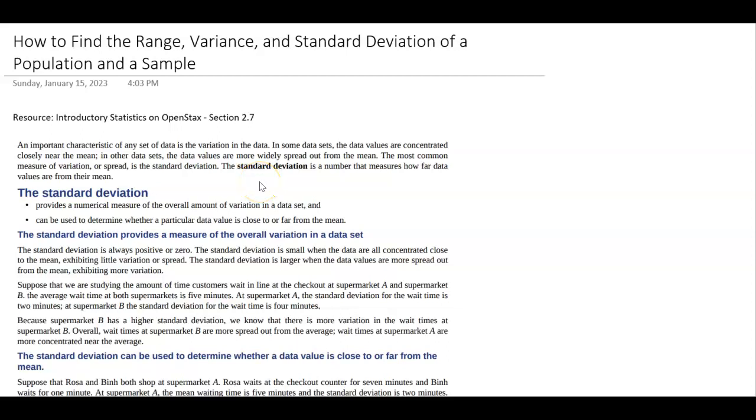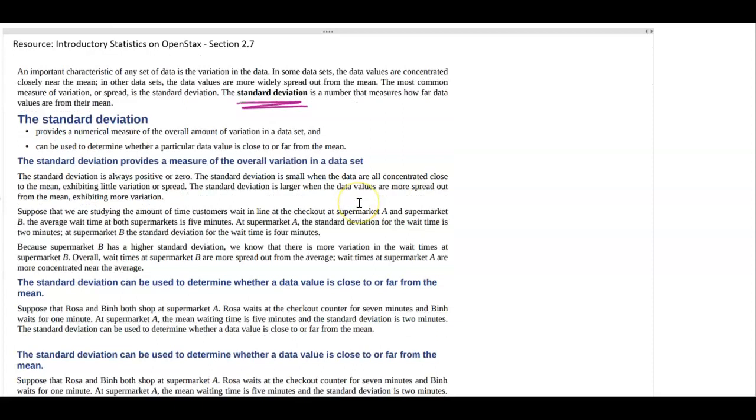This video is going to talk about various measures of spread, specifically range, variance, and standard deviation. Now, standard deviation is going to be our main concern here. That's what we're going to be using a lot throughout this class. Basically, what standard deviation measures is the overall variation in a data set, and you can use it to determine how far a data value is from the mean.